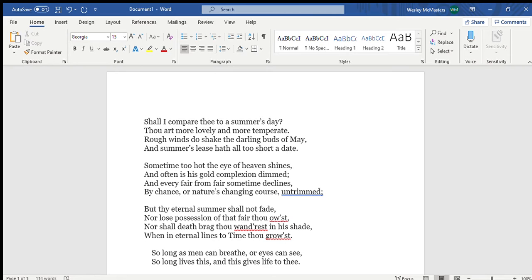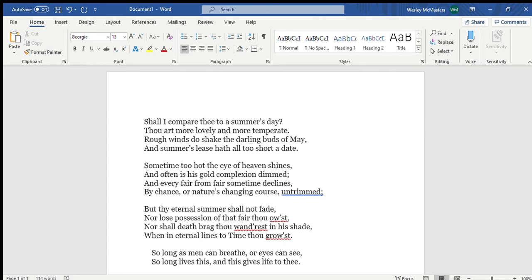Quatrain has 4 lines, right? So, quatrain 1: Shall I compare thee to a summer's day? Thou art more lovely and more temperate. Rough winds do shake the darling buds of May, and summer's leaf hath all too short a date. Second quatrain: Sometime too hot the eye of heaven shines, and often is his gold complexion dimmed, and every fair from fair sometime declines, by chance or nature's changing course untrimmed.